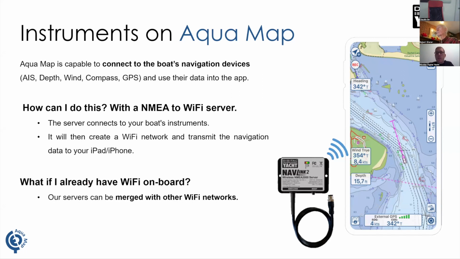What is also good with the Digital Yacht NMEA to Wi-Fi server is that if you already have a Wi-Fi on board, like 4G or Starlink or any other, you can simply merge our NMEA to Wi-Fi server directly into your existing Wi-Fi network. Therefore, you will get only one local Wi-Fi network on board to get all the data. So if you have a 4G router from whatever brand, you can merge our NMEA to Wi-Fi into it and get all your 4G data as well as the NMEA data with our unit.